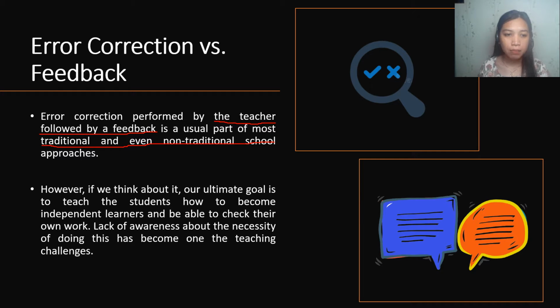However, if we think about it, our ultimate goal is to teach the students how to become independent learners and be able to check their own work. Lack of awareness about the necessity of doing this has become one of the teaching challenges. So our main goal as teachers is to help our learners to become independent. When we say independent, it's when they can identify their own mistakes and if possible they can correct themselves.